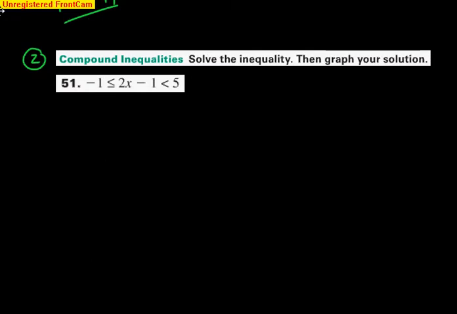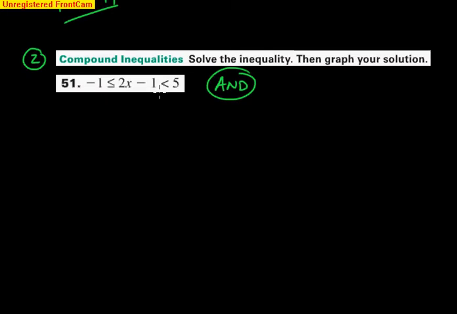Okay, here's our next inequality. Again, we're going to solve the inequality and graph the solution. But this time, this is an example of a compound inequality. And more specifically, when you have two inequality symbols in one statement, this is an AND. Remember, for an OR, you'll hear the word OR, or you'll see the word OR. But for an AND, there is no AND, it's just two inequalities.